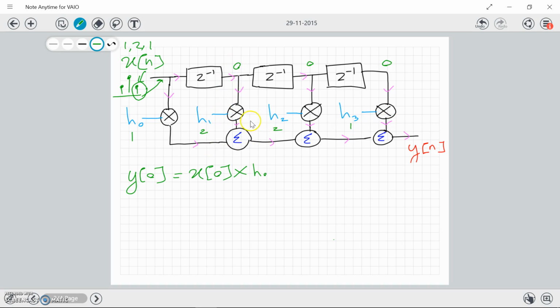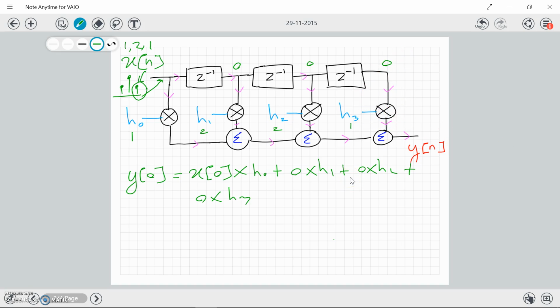Complete the whole process here. Of course, we have to complete the mathematical equation. So 0 multiplied by h1 plus. Notice the sign there. Plus 0 times h1. Continue this side. Plus 0 multiplied by h2 plus 0 multiplied with h3. As you can notice here.